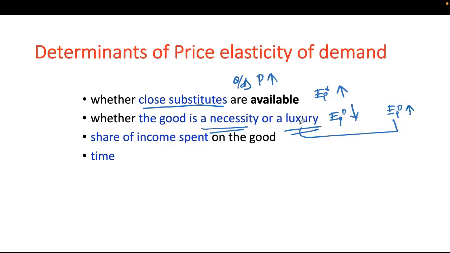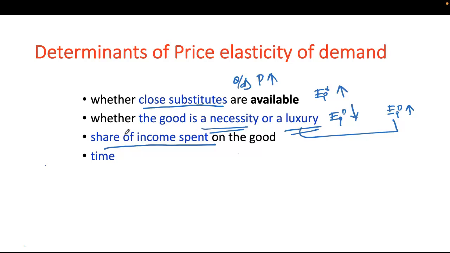For luxuries, if there is a huge percentage change in price, you are typically less likely to buy the good. So quantity demanded responds very quickly, a drastic decrease in the quantity demanded for this good for a given change in price, because people do not need this good, unlike the necessities which they have to buy. Third one is your share of income spent on that good. If the share of income spent on the good is relatively small, then the price elasticity of demand is also going to be relatively low.